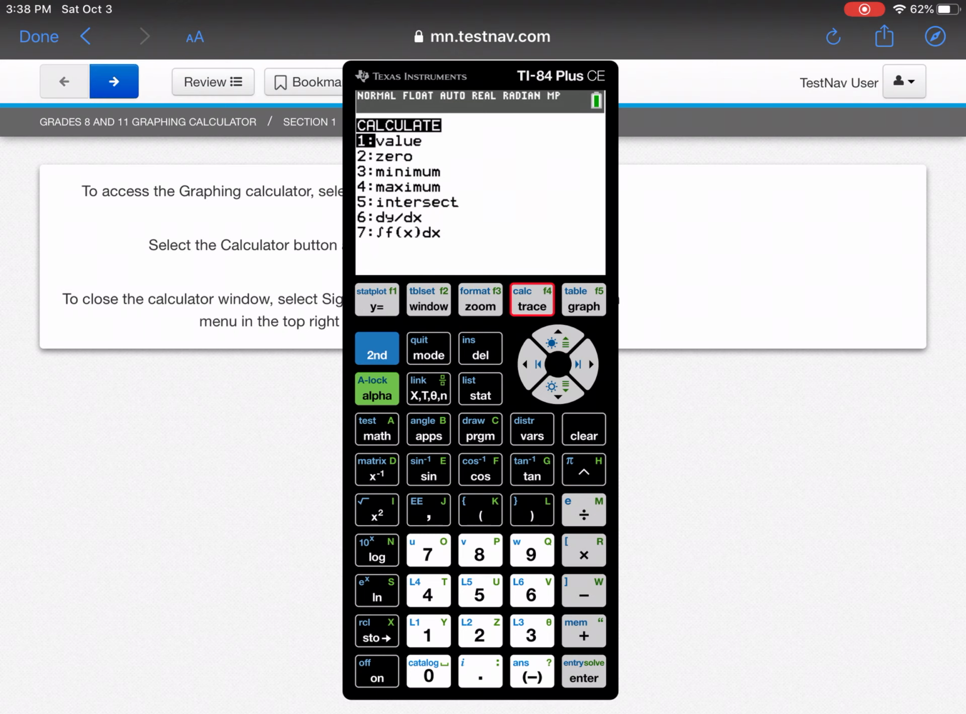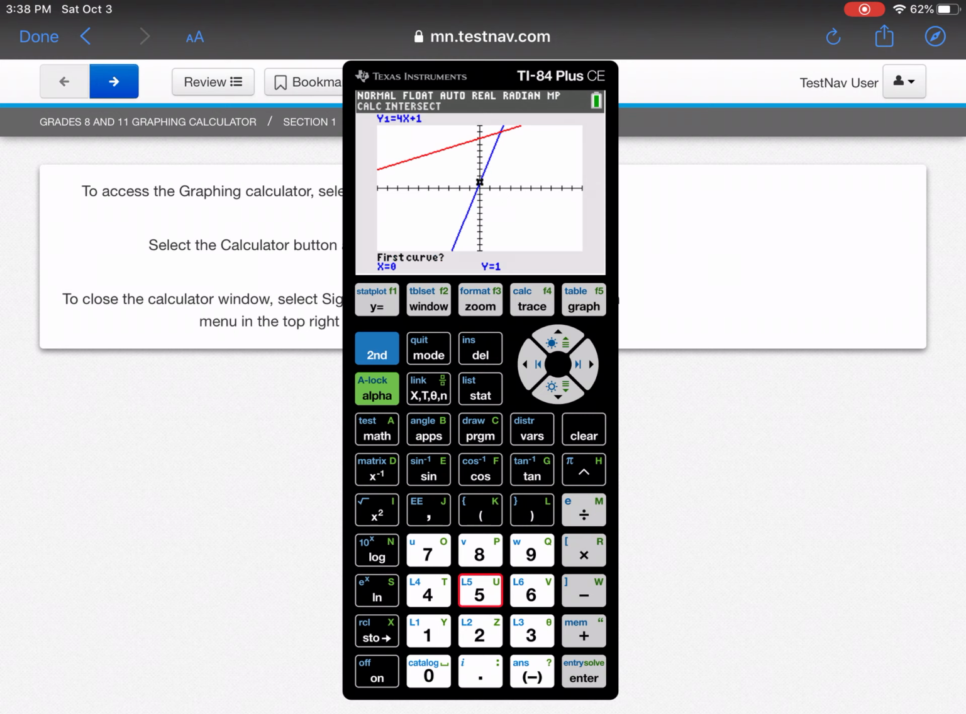And now it should give you that screen right here. And we want to know, where do these two lines intersect? So we want that fifth one down. You can either scroll down or you can just press 5. I'm going to press 5. And it'll give us this screen. It'll put a cursor on one of your lines. This is because sometimes you might have more than 2 lines, and it just wants to know which 2 you want it to look at.